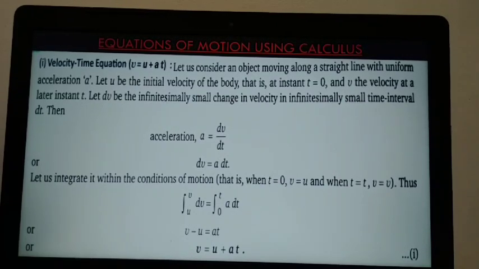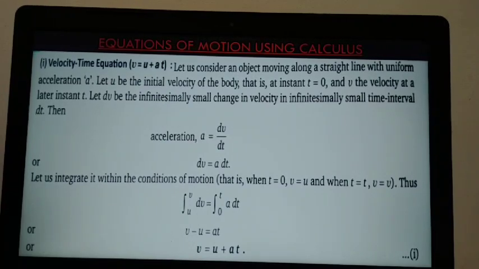Rearranging that equation, dv is equal to a dt. No doubt about that. Now, on the left hand side you are having dv, on the right hand side you are having a dt. So you have to integrate on both sides. So, integral dv is equal to integral a dt.